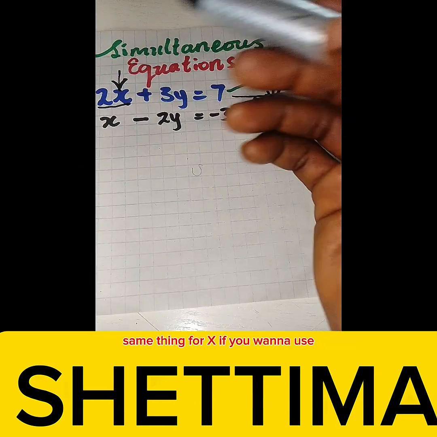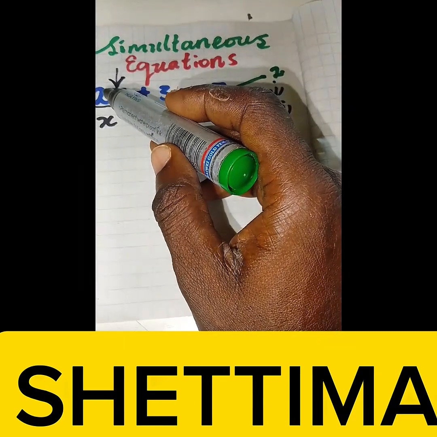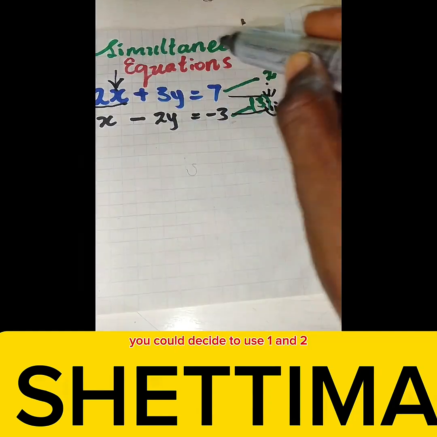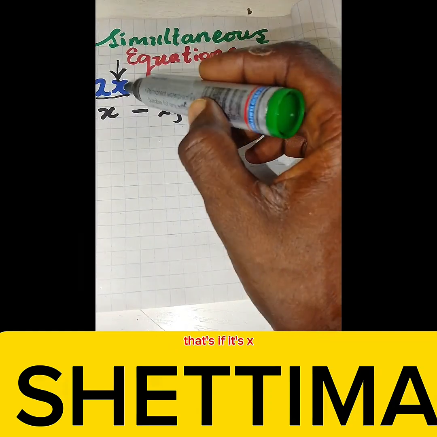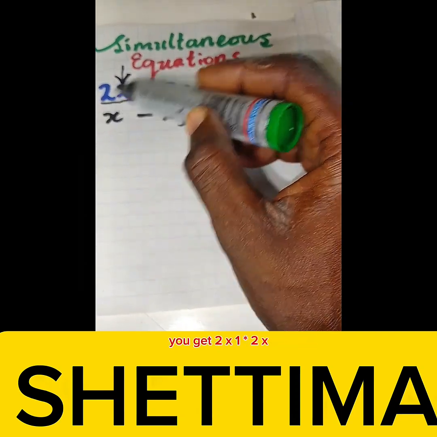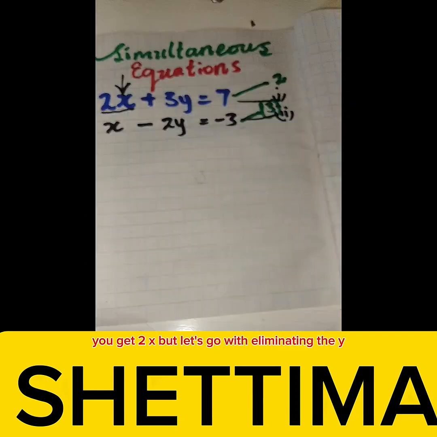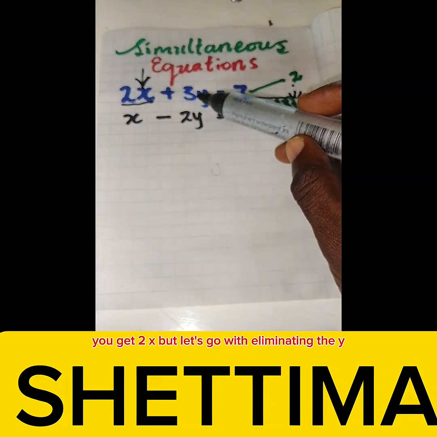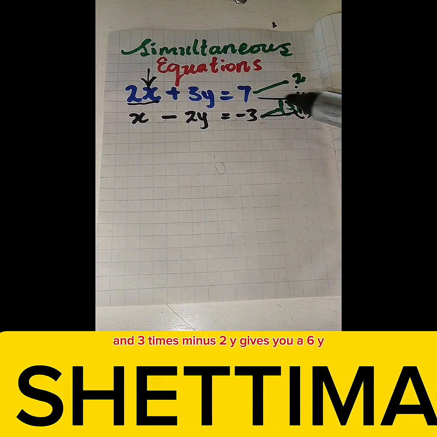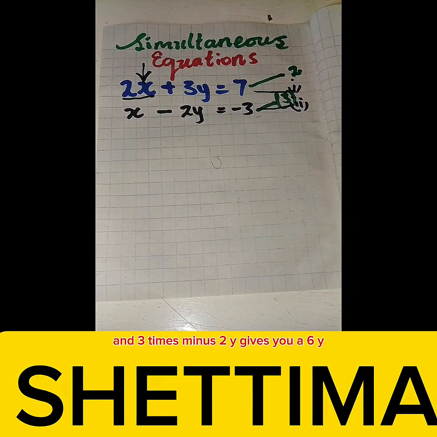Same thing for x. If you want to eliminate x, you could decide to use 1 and 2. So that 2 times x gives you 2x, and 1 times 2x gives you 2x. But let's go with eliminating y. So 2 times 3y gives you 6y and 3 times minus 2y gives you minus 6y.